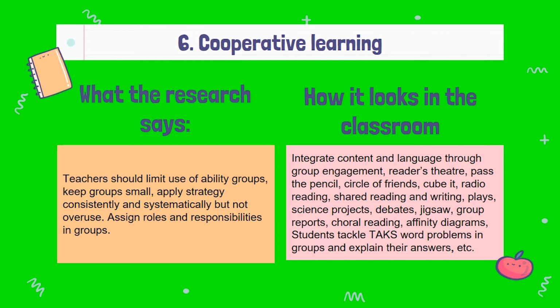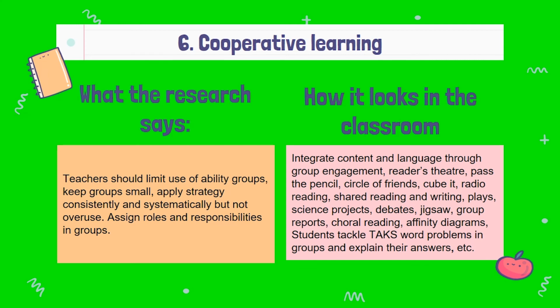The next strategy is cooperative learning. There are 5 defining elements of cooperative learning. First, positive interdependence, such as a sense of sink or swim together. Next, face-to-face promotive interaction, such as helping each other learn, applauding success and efforts.